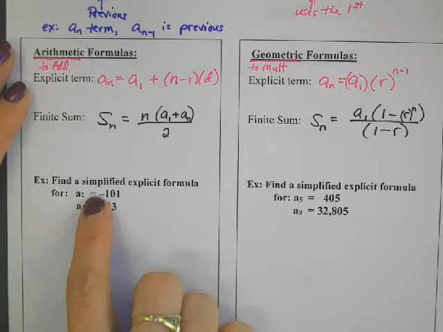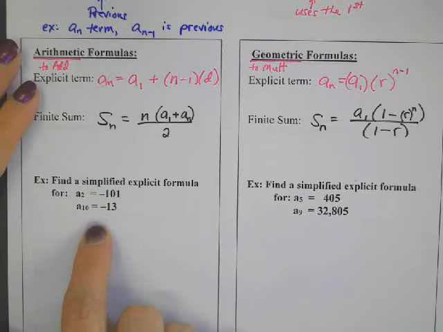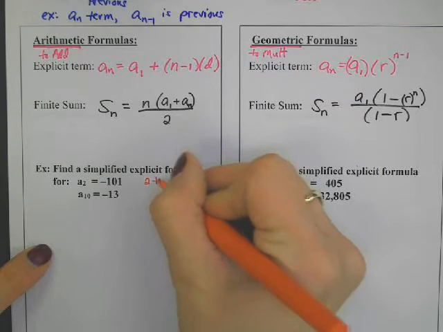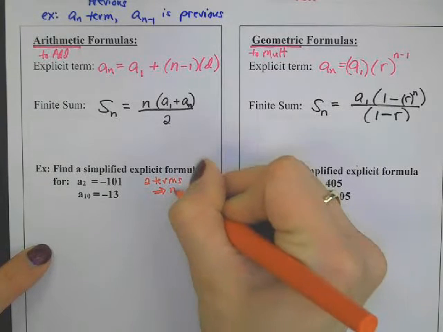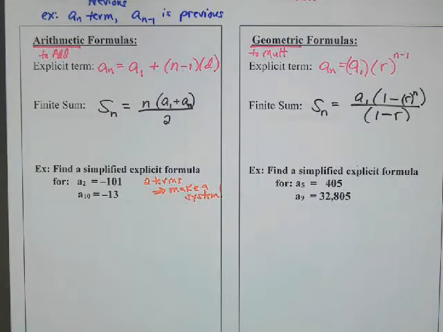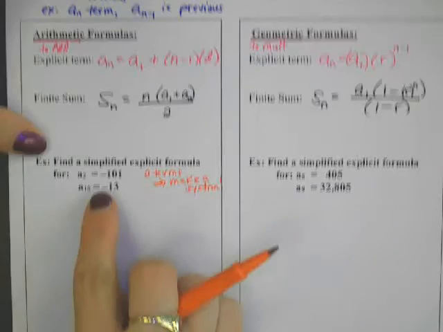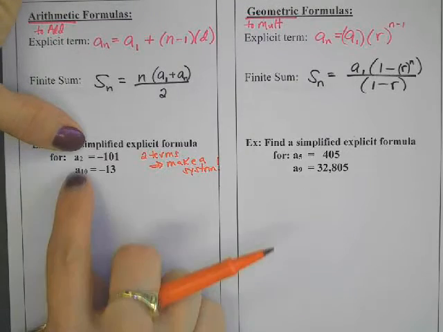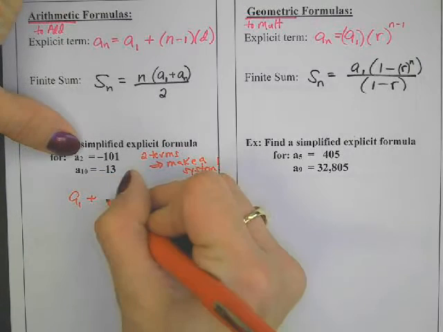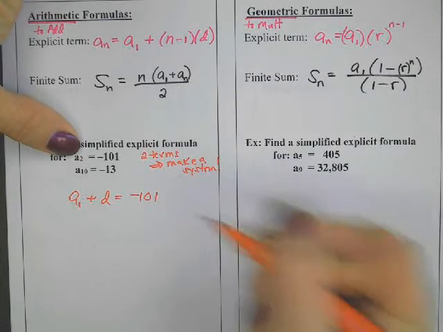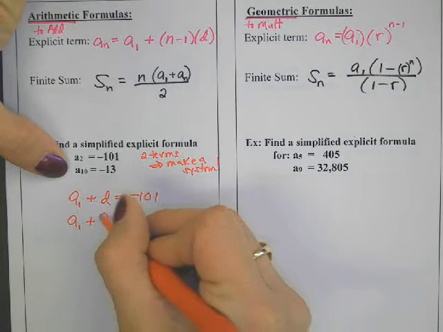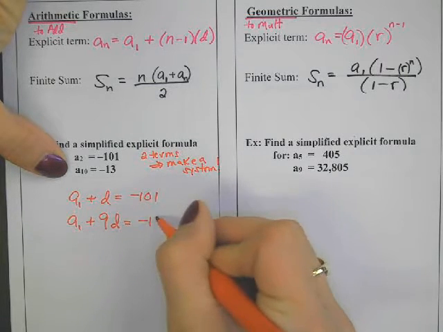Okay. Find a simplified explicit formula if they give you two terms. Okay, when they give you two terms, that means make a system. Make a system. Okay, so we're going to have to write some formulas for an arithmetic term. Well, a sub 2 is a1 plus how many d's? 1d equals negative 101. A sub 10 is a1 plus how many d's? 9 d's, and that's negative 13.